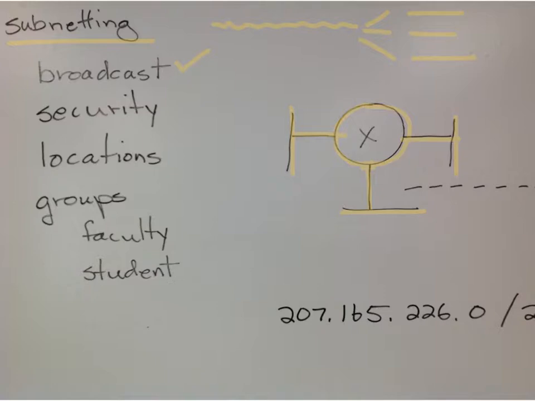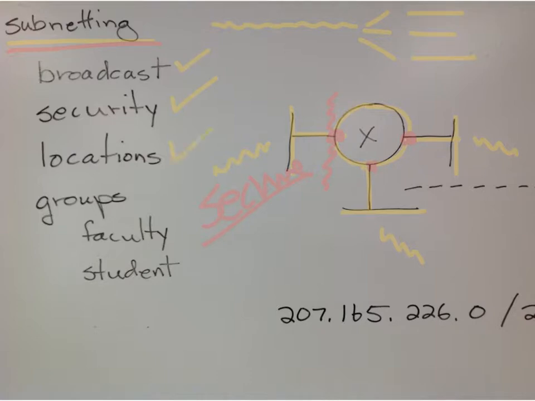Broadcasts stop at the router. So a broadcast doesn't go beyond these points right here. That's one reason we subnet. Security: you can have things here, and the people here or here would have a harder time seeing them. This might be your secure area. It's supposed to say secure. And later on you'll learn that you can actually use access lists to control traffic.